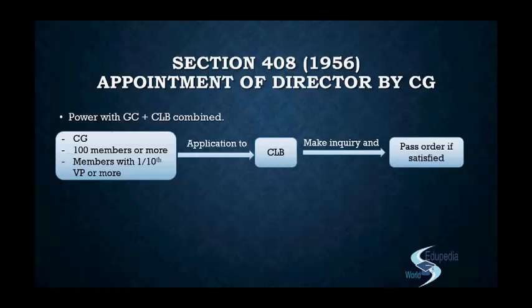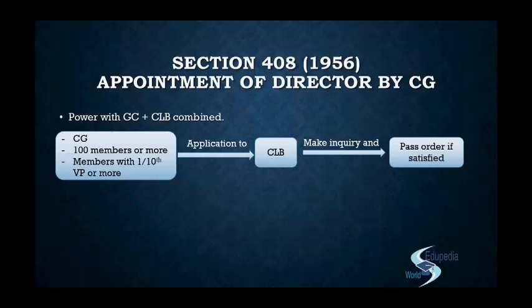When we talk about the power of the central government to make the reference, we would notice that it is merely an administrative power. The only requirement for the central government to make this reference is the presence of any reasonable and convincing material before it. If they have any reasonable and convincing material, they can make a reference to the CLB. Which means that possession of sufficient evidence as to gross mismanagement or oppression is not required. You don't need evidence for that.